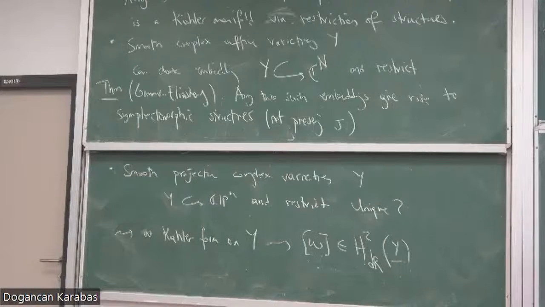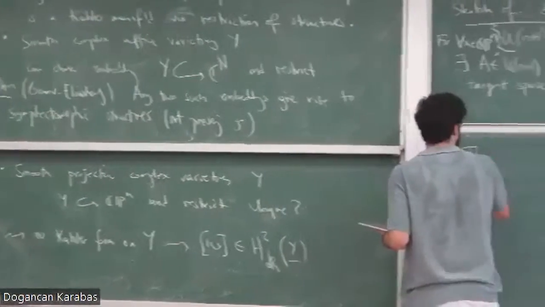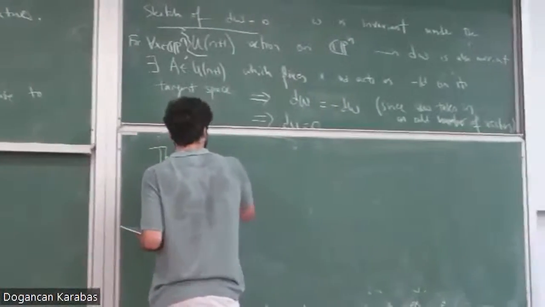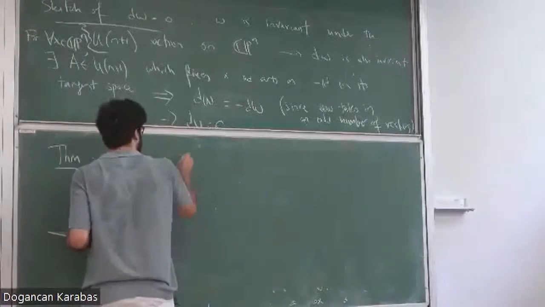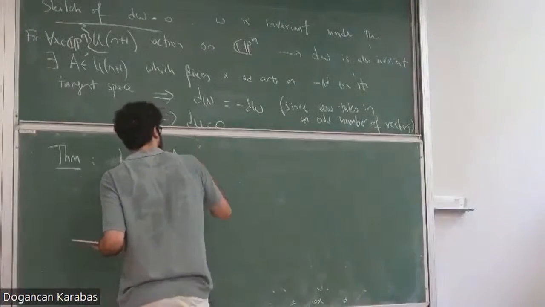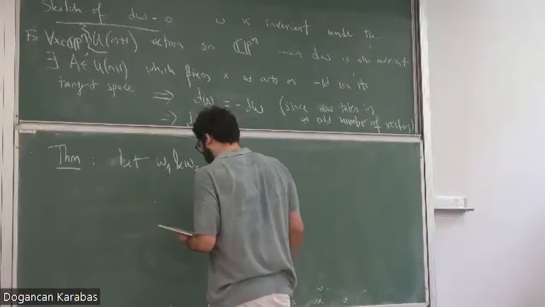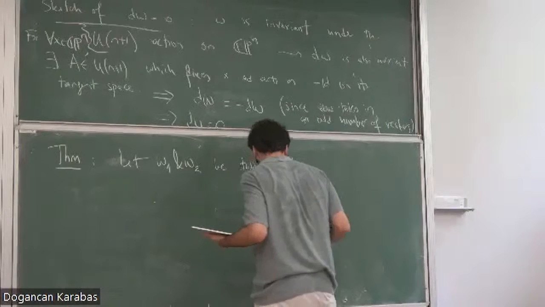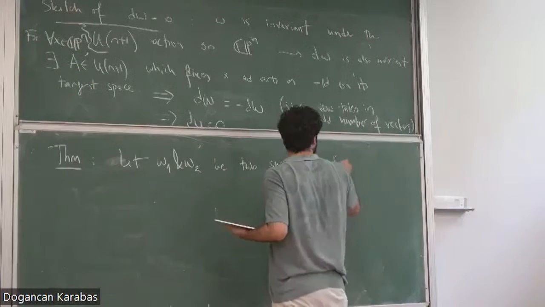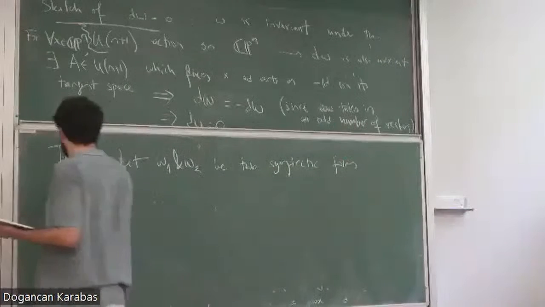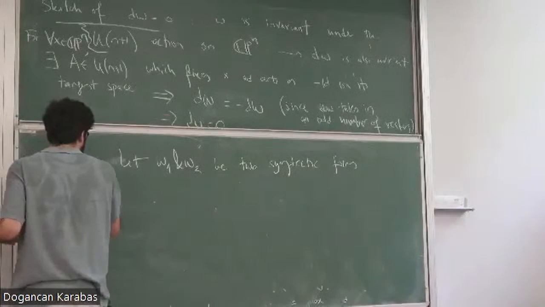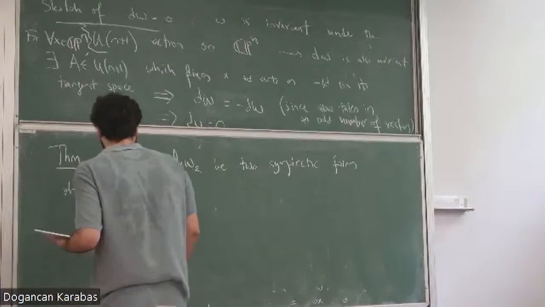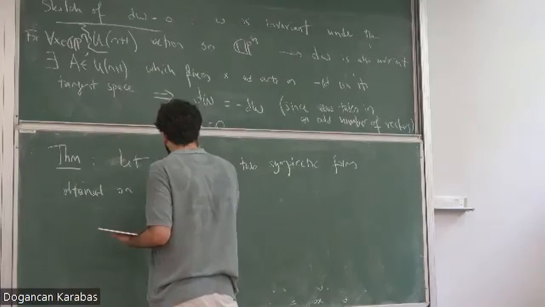And now let me write the theorem. So theorem, let W1 and W2 be two symplectic forms obtained on Y in this way.